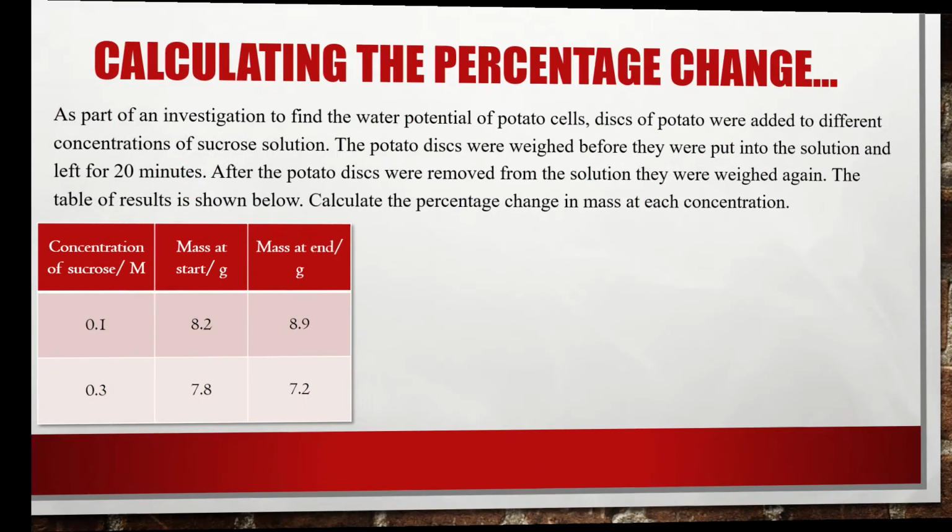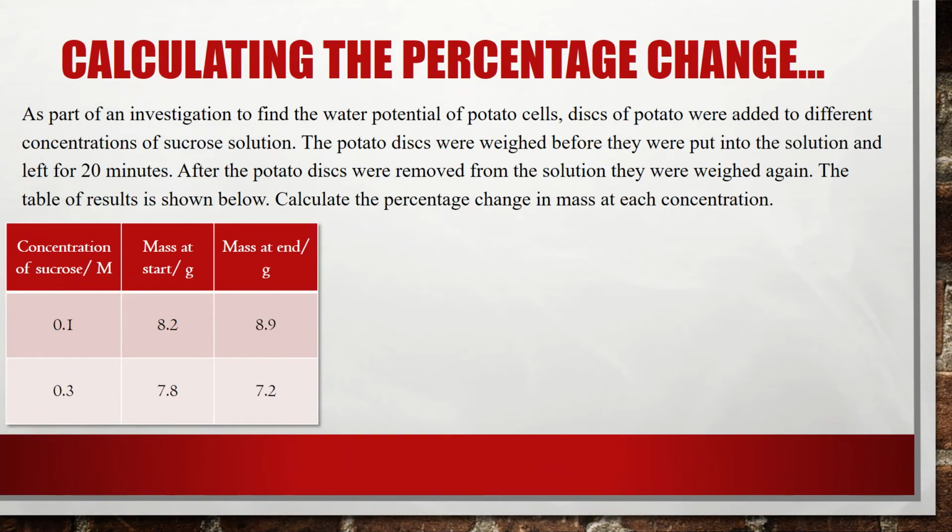Now, if we wanted to apply this to one of our required practicals, our osmosis, as part of an investigation to find the water potential of potato cells, discs of potato were added to different concentrations of sucrose solution. The potato discs were weighed before they were put into solution and left for 20 minutes. After potato discs were removed from the solution, they were weighed again. The table of results is shown below. So calculate the percentage change in mass at each concentration.